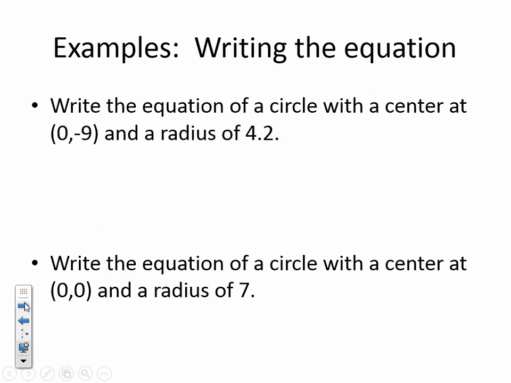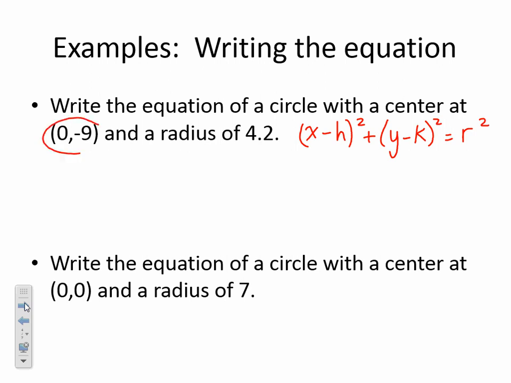So let's take a look at how this would help us. If we had to write an equation of a circle with a center at (0, -9) and a radius of 4.2, what would that equation need to look like? Well, we would first start with the general form. x minus h squared plus y minus k squared equals r squared. And now remember, these two numbers or these coordinates represent h and k. So we'll just plug those in.